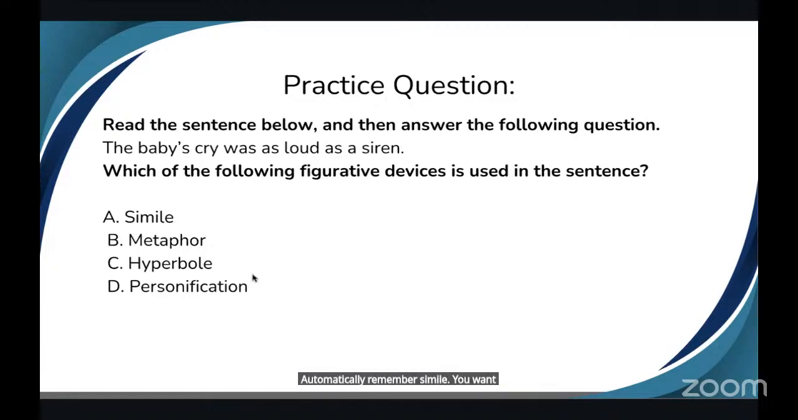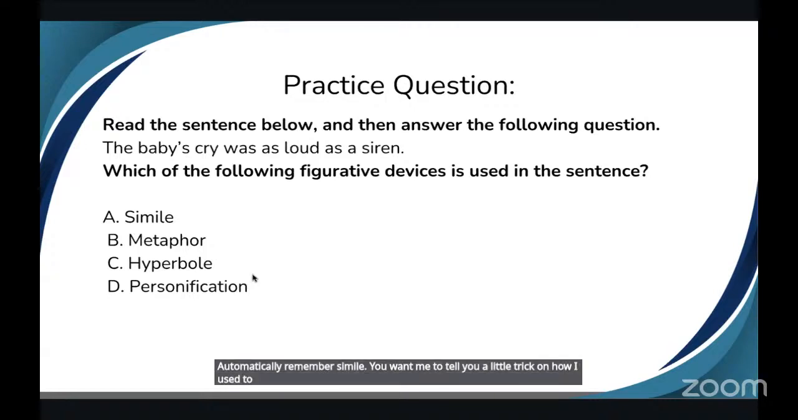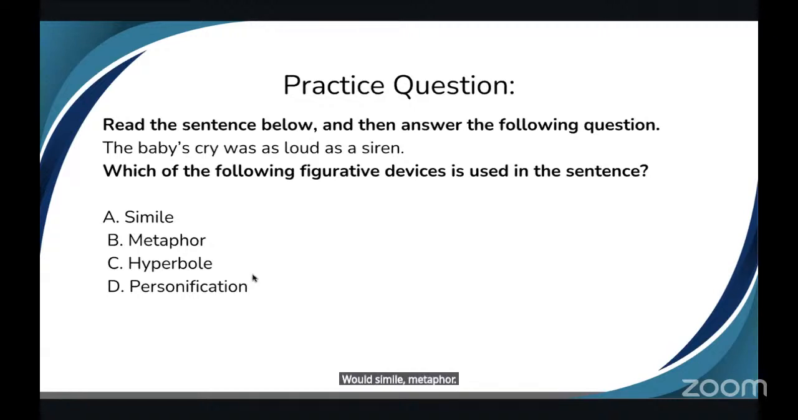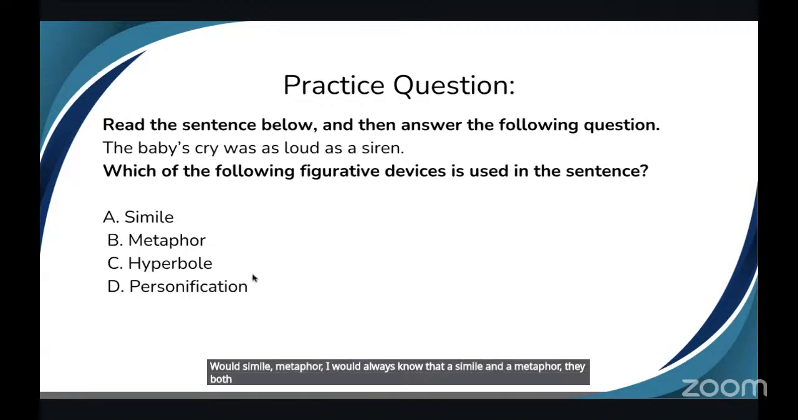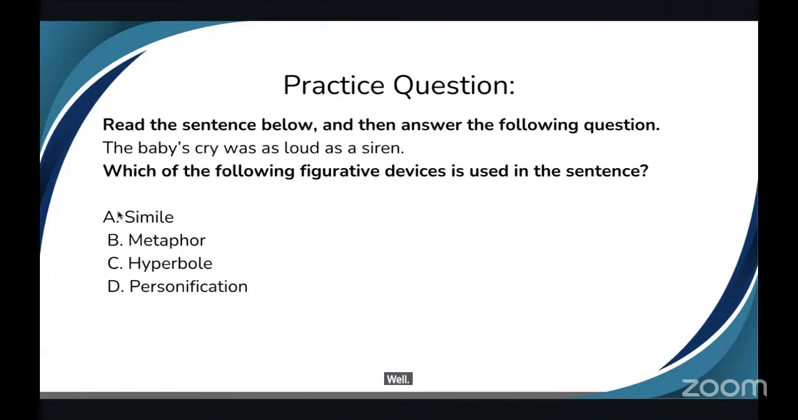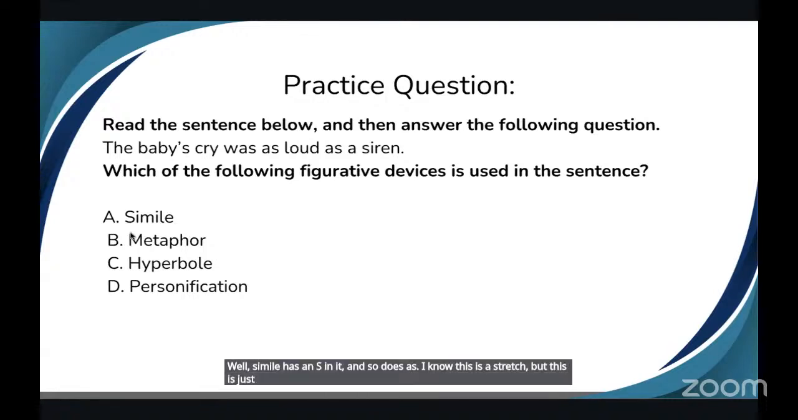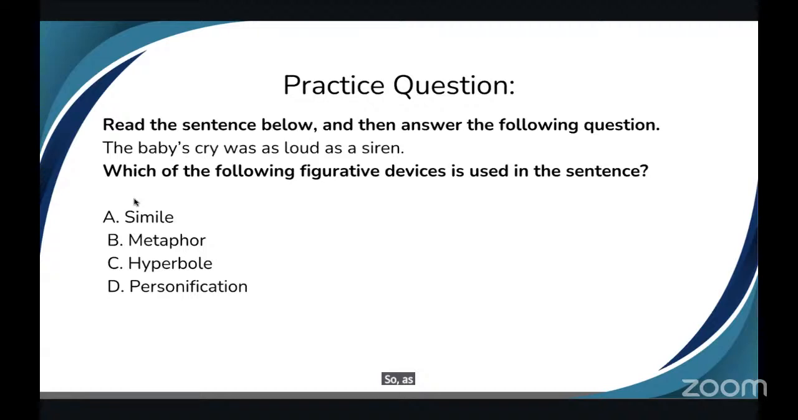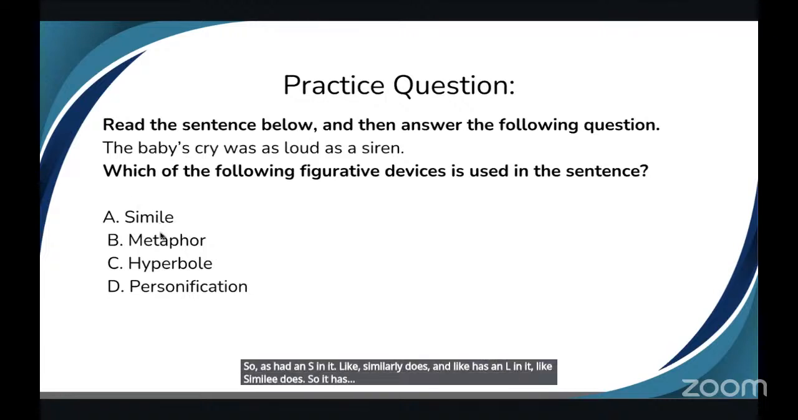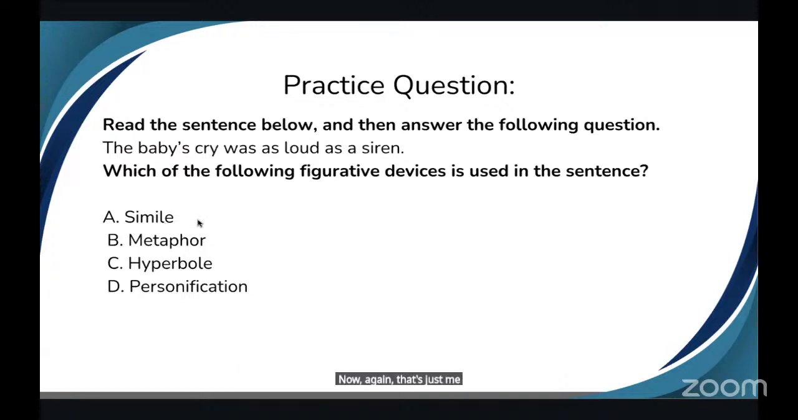You want me to tell you a little trick on how I used to remember that? With simile, metaphor, I would always know that a simile and a metaphor, they both make comparisons. But then I was like, well, which one was it that used like or as? Well, simile has an S in it, and so does as. I know this is a stretch, but this is just what worked for my brain. So as had an S in it, like simile does, and like has an L in it, like simile does. So it has as and like. Now, again, that's just me, but maybe that'll help somebody else.